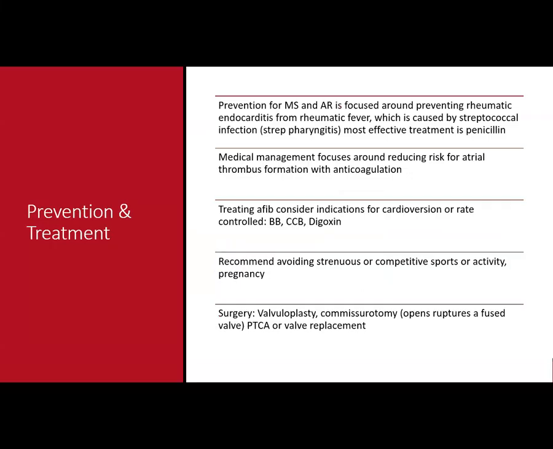So for this, prevention for mitral stenosis and for aortic regurgitation is focused around preventing rheumatic endocarditis from rheumatic fever. So this is usually caused by streptococcal infection, so strep pharyngitis. So the most effective treatment is penicillin. So it all comes back to teaching our patients to completely take their antibiotics. So if they do have streptococcal infection, making sure that they take it so we don't end up developing this later in life.